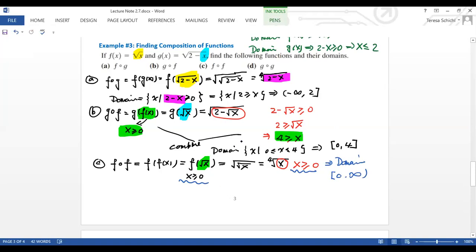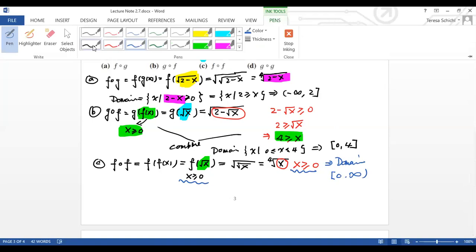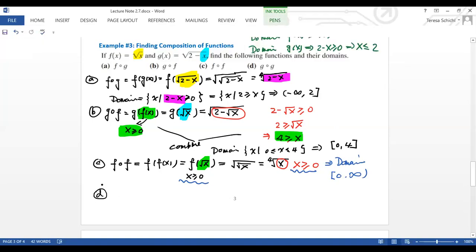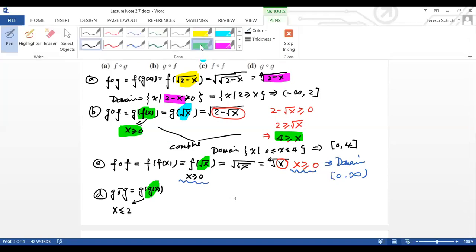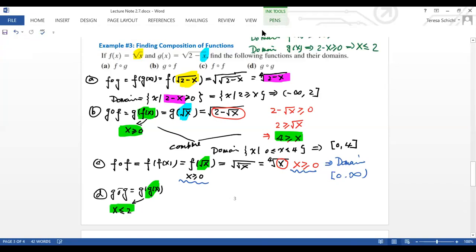Now let's take a look at the last one. It's g composed with g, so you can say g(g(x)). The first thing you need to ask is, what is g(x)'s domain? We know that x has to be less than or equal to 2, correct? Because g(x) is the square root of 2 minus x. So this is the first domain I need to be concerned with.